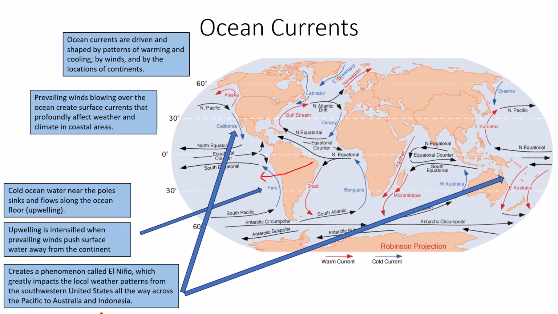weather patterns. And it creates a phenomenon called El Nino, which you've probably heard about, which greatly impacts the local weather patterns not only in this area of South America, but it also greatly impacts the local weather patterns across the southwestern United States, all the way across this Pacific Ocean, and impacts places like Australia and Indonesia, which you can see clear over here. Just from the prevailing winds moving over this landmass in tandem with the upwelling that happens in the ocean, ocean currents can greatly impact the precipitation amounts all over the globe.